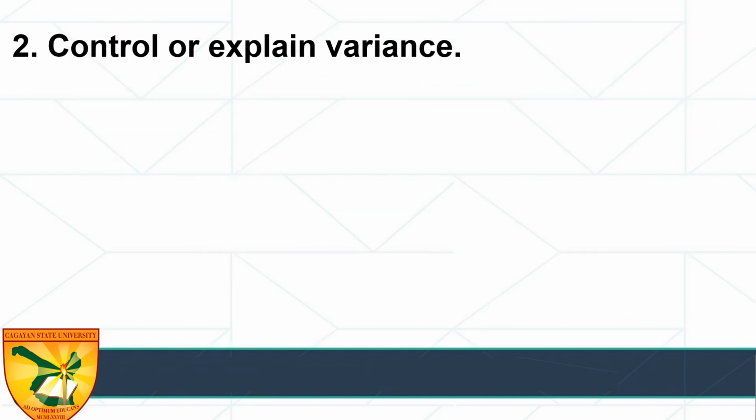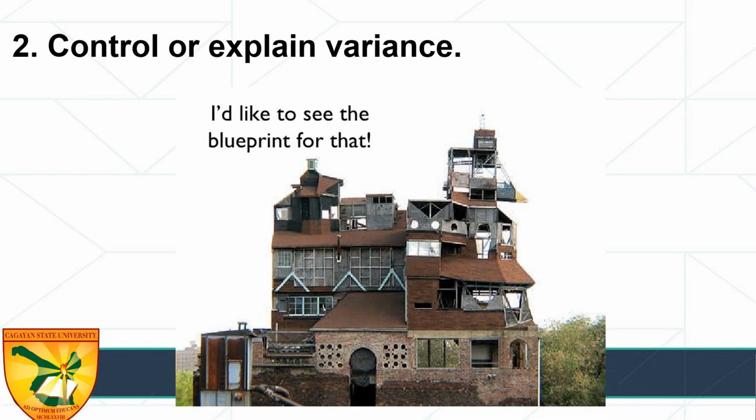Next importance of a research design is control or explain of variance. It also includes the anticipation of difficulties and strategies on how to overcome them. So a research conducted without a research design is just like a building without a floor plan.